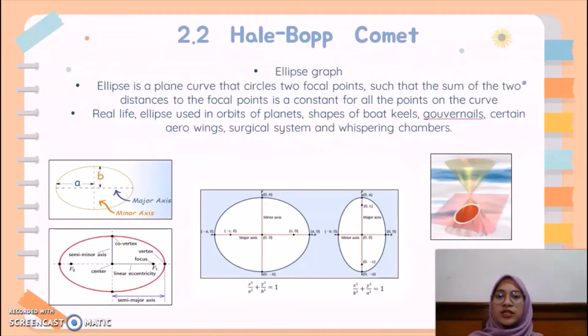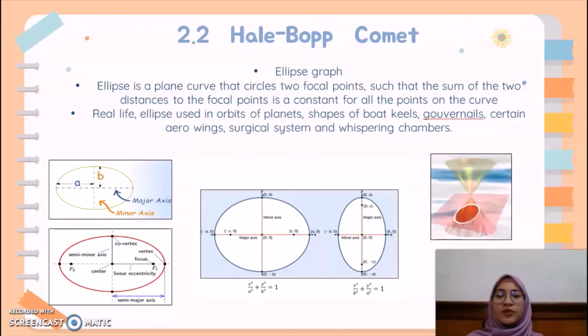The second question is Hale-Bopp comet. This equation shows an ellipse graph. An ellipse is a plane curve that surrounds two focal points. In real life, ellipses are used in orbits of planets, shapes of bird wings, governors, certain aero wings, surgical systems, and whispering chambers at houses. Ellipses also have two equations, which are x squared divided by a squared plus y squared divided by b squared equals 1, and x squared divided by b squared plus y squared divided by a squared equals 1.